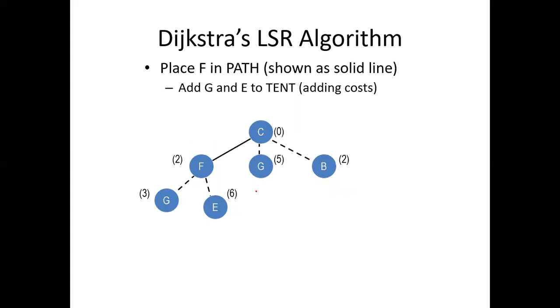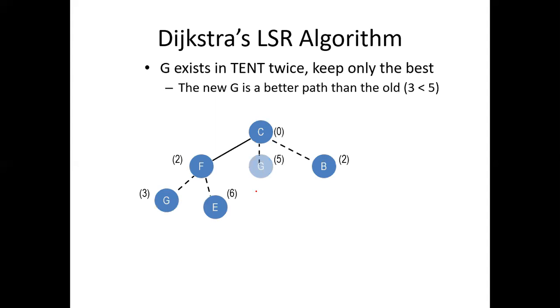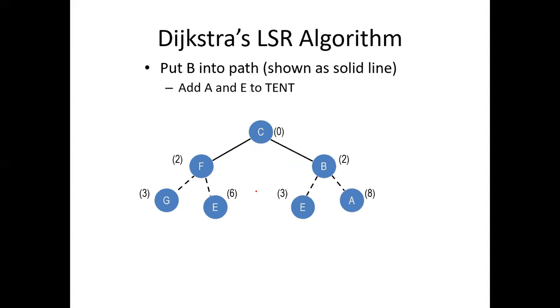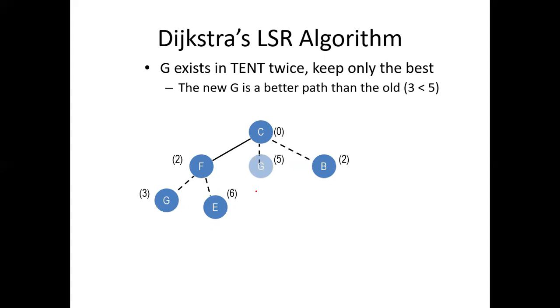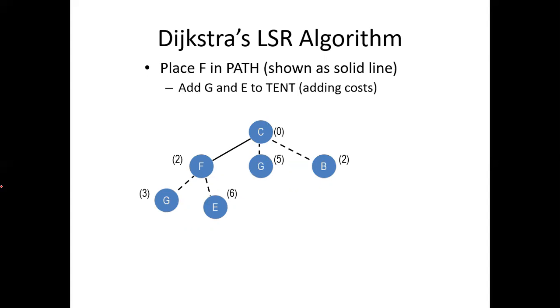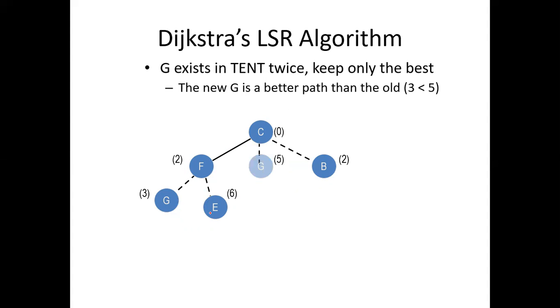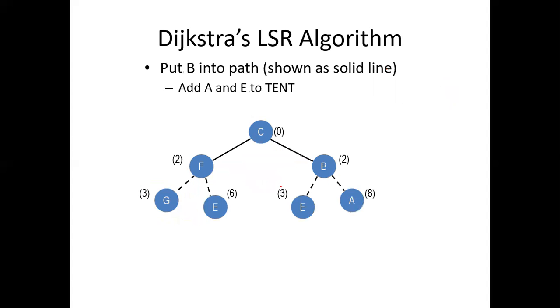So next F, E, B, I will add G and E, and then G exists in the tentative list twice. So if the new G is better than the older, 3 is less than 5. So 3 is less than or equal to 5, so I will just move this G to replace the older one. You can see here another G comes. Which G is better? I am going to check with the adding cost. So 3 is less than or equal to 5. I am going to compare this older value, also G, and this value, also G. So what happened here? Which value is better? I am going to keep this and I am going to remove this.